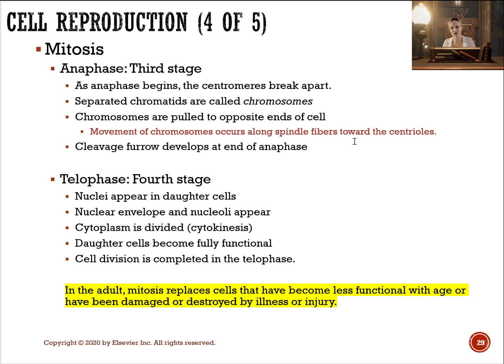In the adult, mitosis replaces cells that have become less functional with age or have been damaged or destroyed by illness or injury. So this is the process of how we can basically repair our cells, copy them, and this keeps our body going.